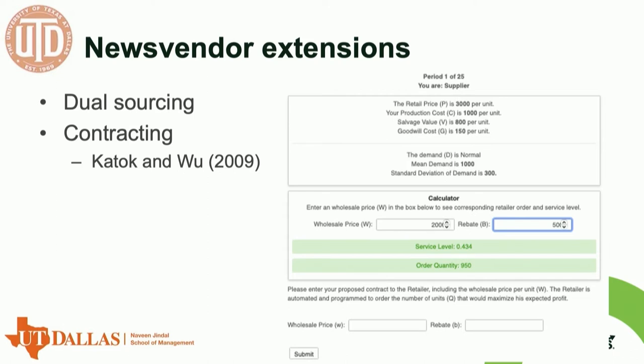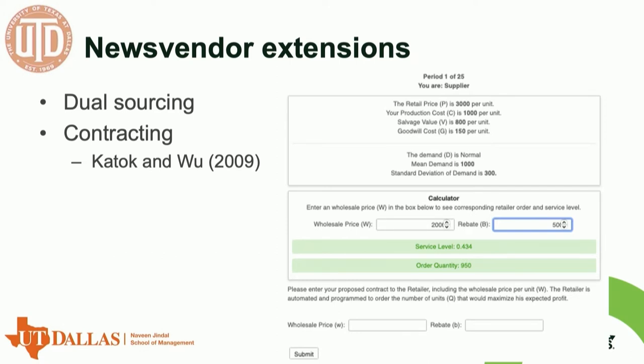So there is a game, and this is from a paper that I had in 2009, where we have a number of treatments in this paper, but the contract where one side is automated, and then the other side is the decision maker. So in the contracting game that I play here, the decision maker is the supplier, and they're proposing a contract to the retailer, and the retailer is the newsvendor, and they're ordering optimally given the contract that they got.